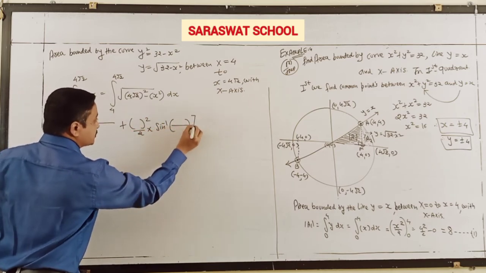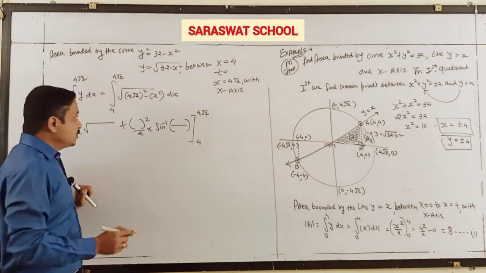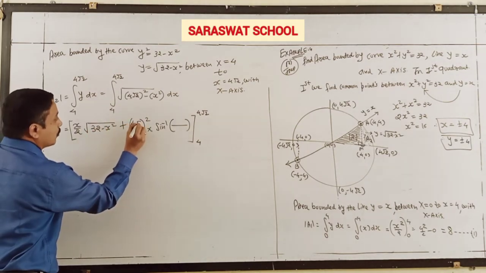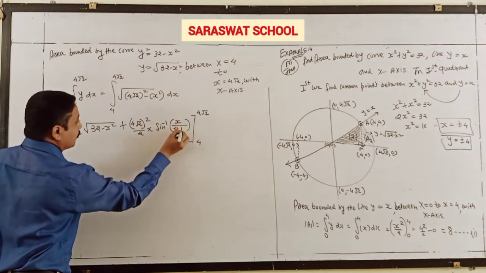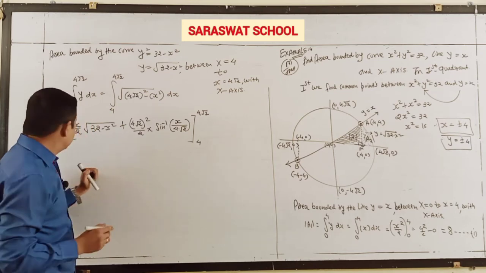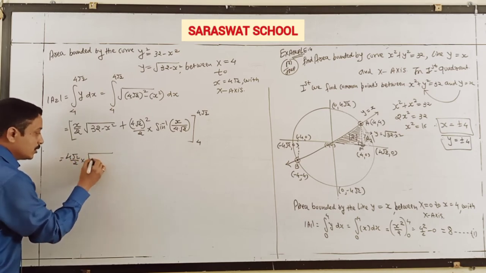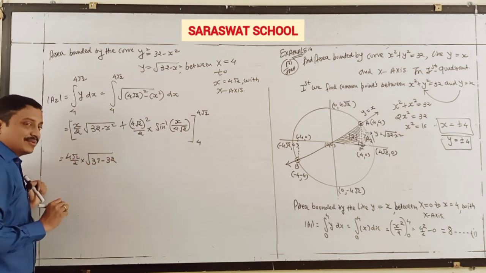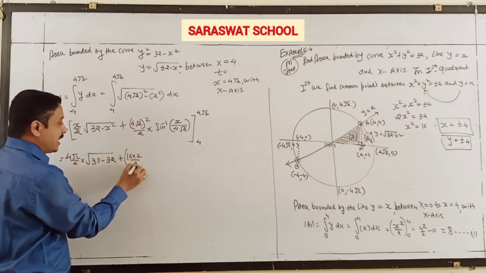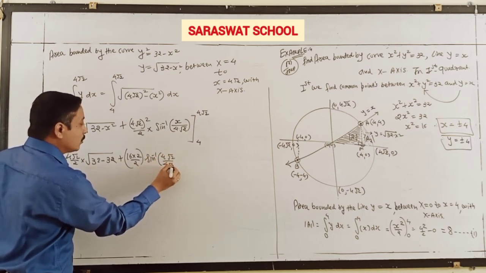So x by 2 root a square minus x square, plus a square by 2 sine inverse x by a, and I put the limits 4 to 4 root 2. Here 32 minus x square is the same, with a as 4 root 2 and x by 4 root 2. Now put in the upper limit first, then the lower limit. This is the main step, students. 4 root 2 by 2 times root of 32 minus 4 root 2 square, which is 32, is 0. Then 4 square, 16 by 2, sine inverse 4 root 2 by 4 root 2. This upper limit is done.